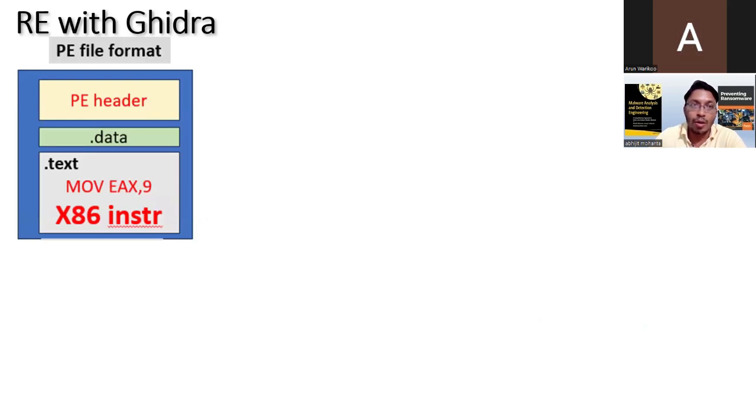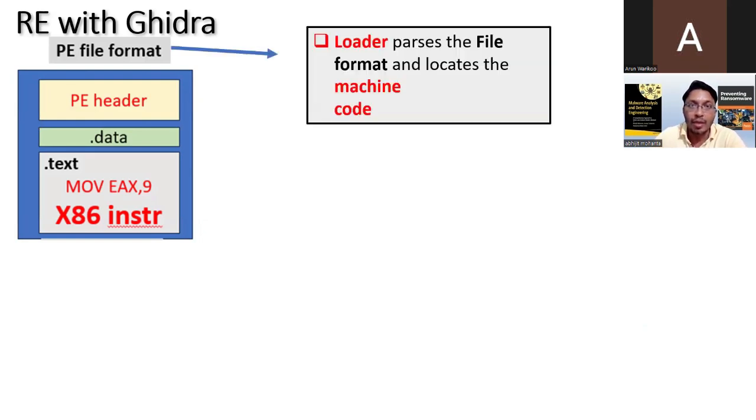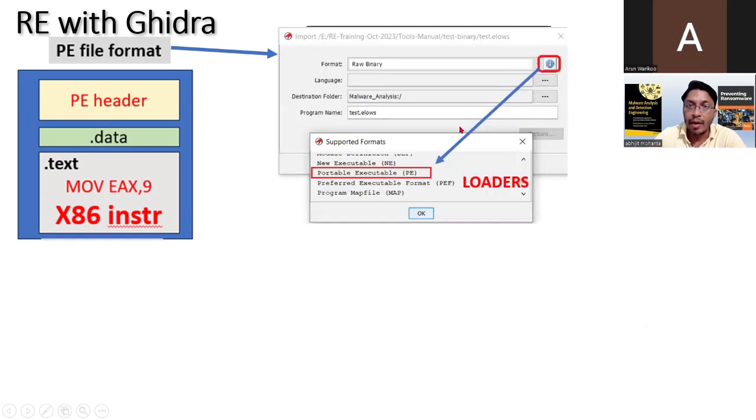So now, how do you reverse engineer with Ghidra? Basically, Ghidra takes a file format. In this case, I'm just showing the PE file format. Ghidra has parsers for particular file formats in which it locates the machine code. The parsers which parse the file format in Ghidra are known as loaders. Ghidra supports many loaders, like the PE loader and the ELF loader, and many others.